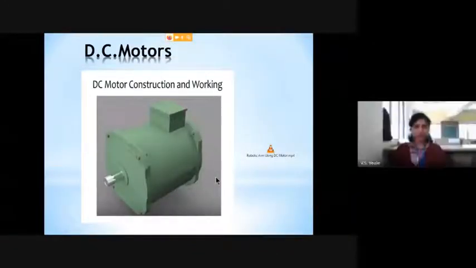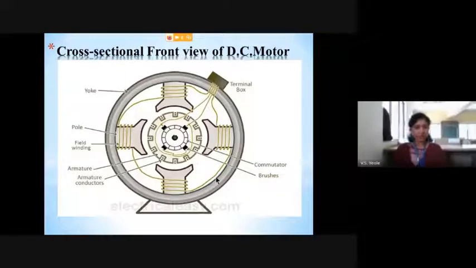So all of you, have you seen the video? Have you understood how the motion is transmitted to all the parts of the robotic arm? Okay. Now we will start with the next one, that is a cross-sectional front view of the DC motor. Now DC motor we are going to see in detail. We will compare this DC motor with stepper motor and servo motor.